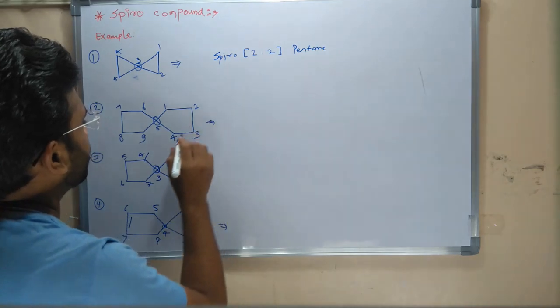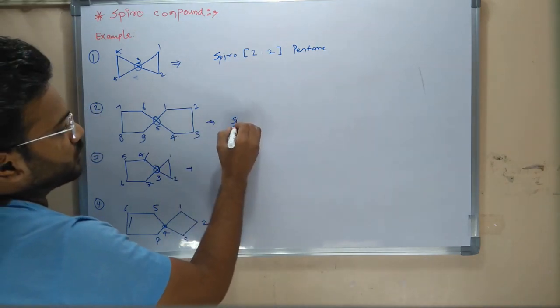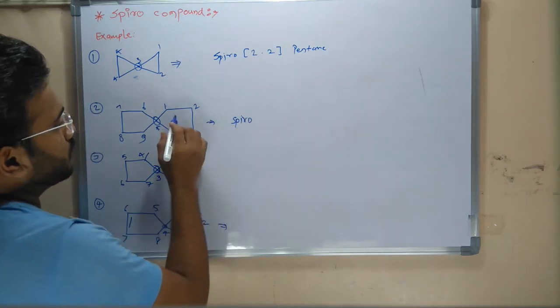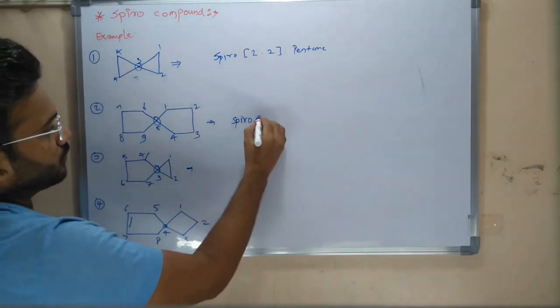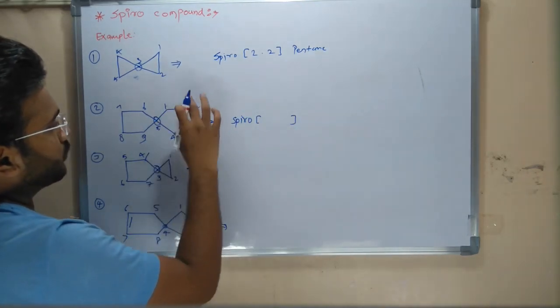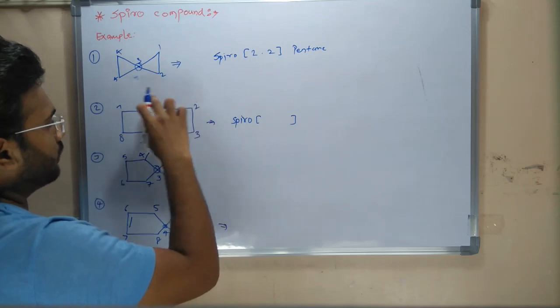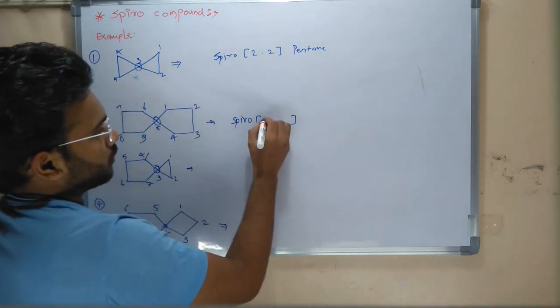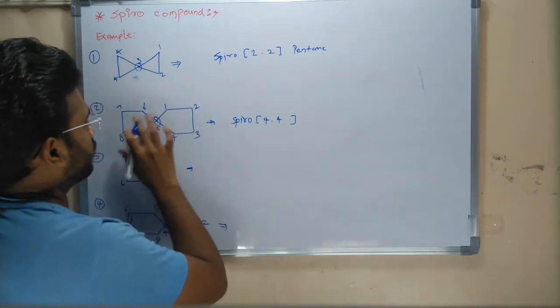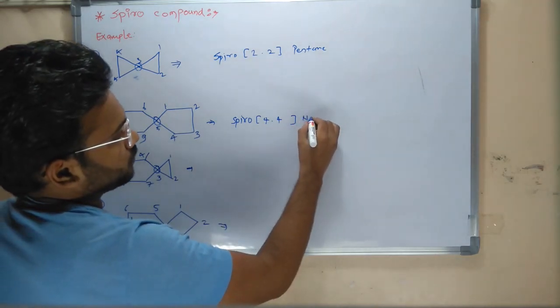In this one you have to write first spiro, then the number of carbon atoms in the 2 rings. In this ring there are 4 carbon atoms, and in this ring also 4 carbons, that's why 4.4, and the total is 9, that's why we have to write nonane.